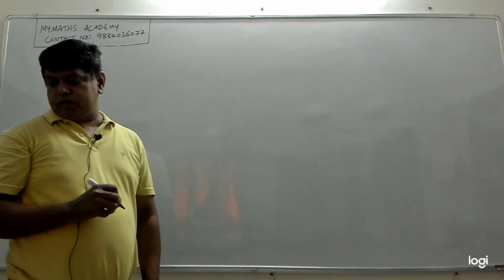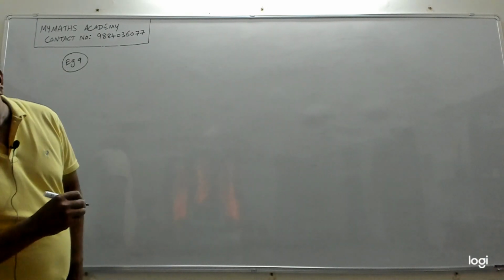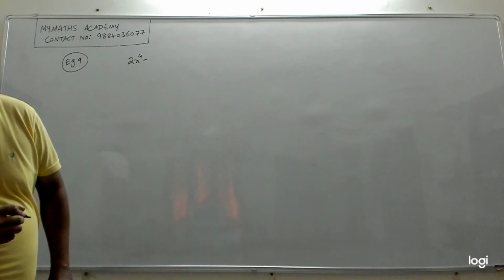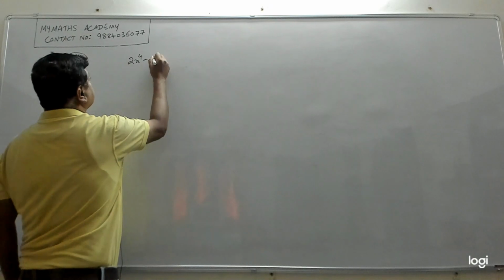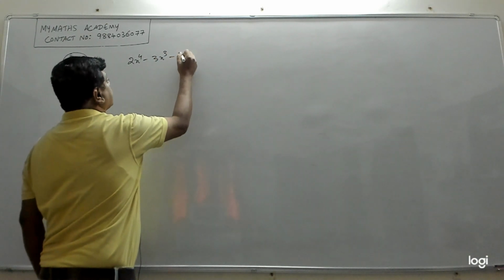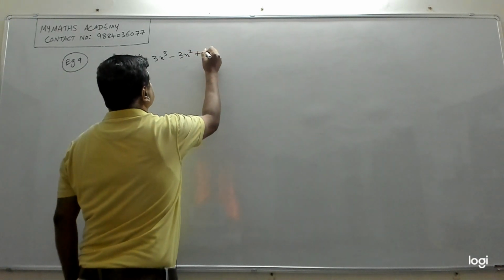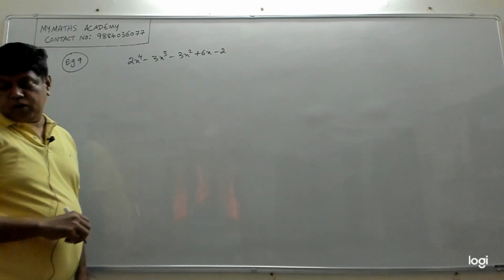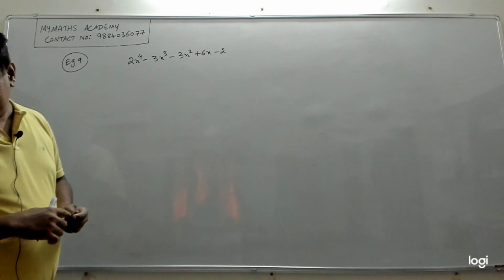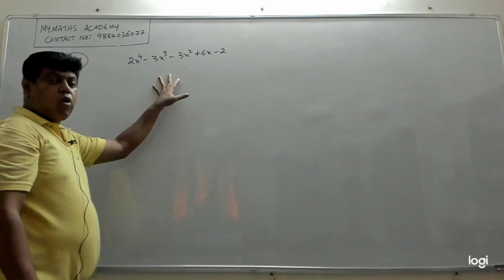Example 9 question is, find all the zeros of polynomial 2x power 4 minus 3x cube minus 3x square plus 6x minus 2. So we need to find all the zeros of this polynomial 2x power 4 minus 3x cube minus 3x square plus 6x minus 2. Now it's a polynomial of degree what?